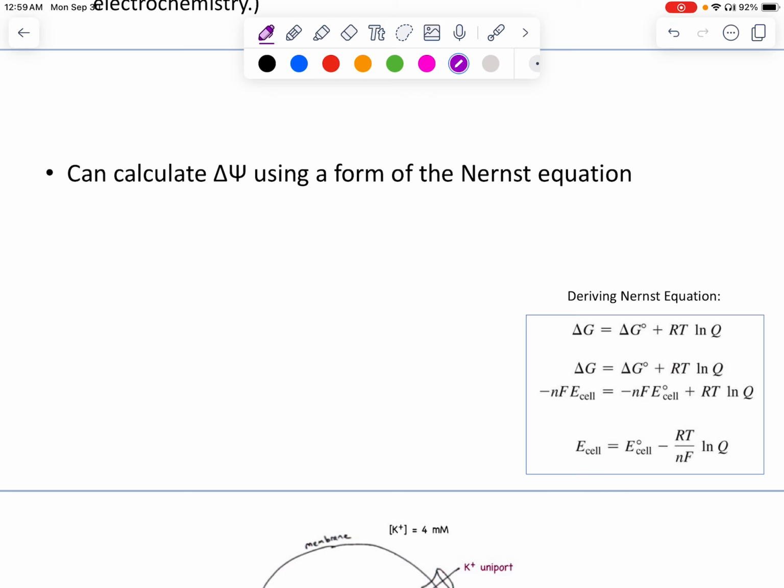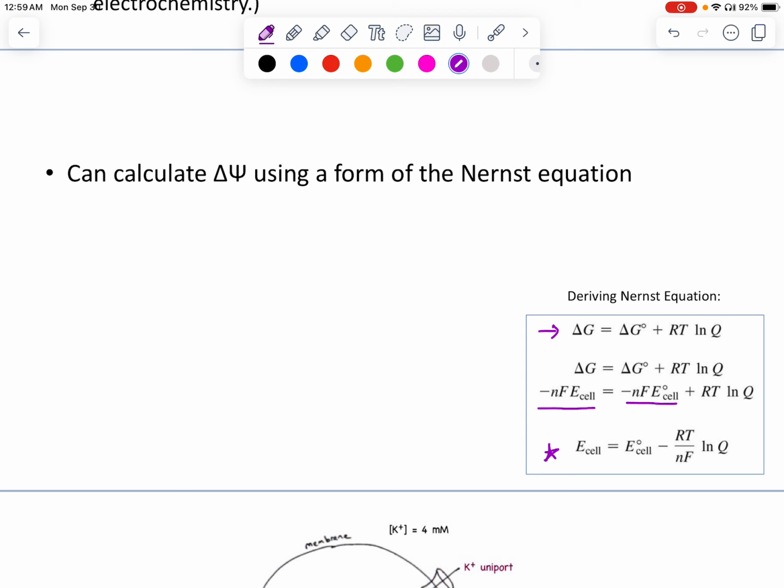If you remember, we already looked at this equation. And then we said delta G is the same as negative NF times the cell potential. So we plug that in both places, and we ended up with the Nernst equation. Now, I'm not going to ask you to calculate these in this class. I will give you the cell potentials, but I just want you to see where that comes from because you might need to do it in other classes.